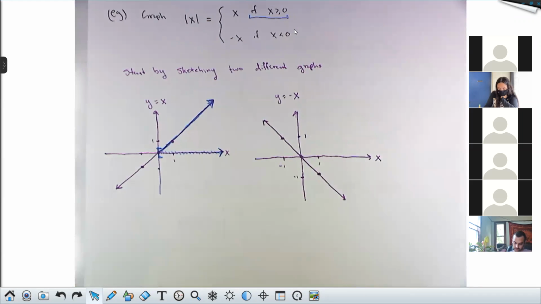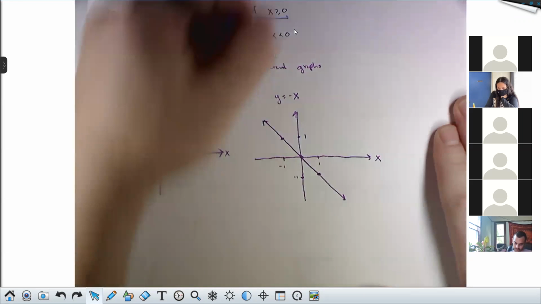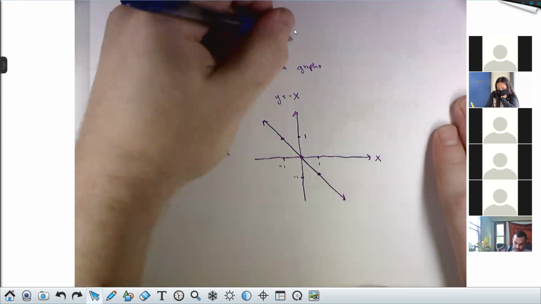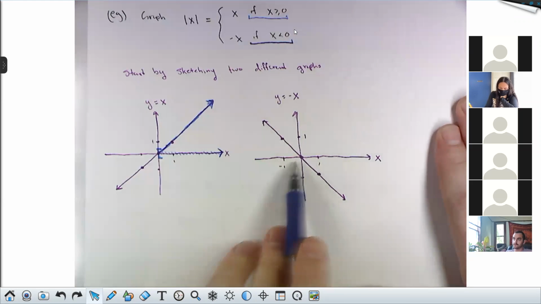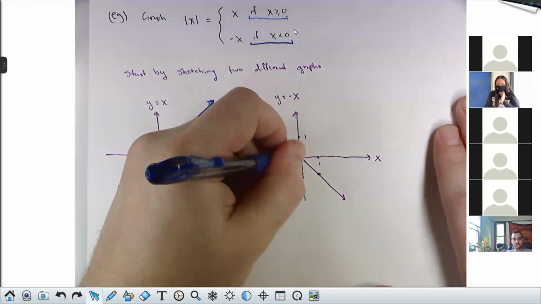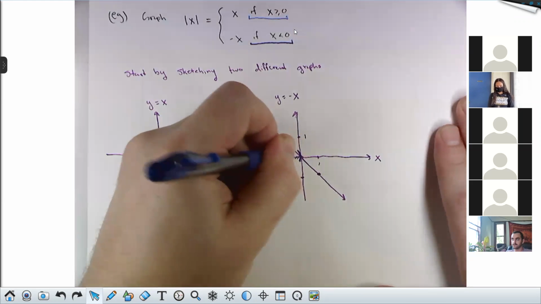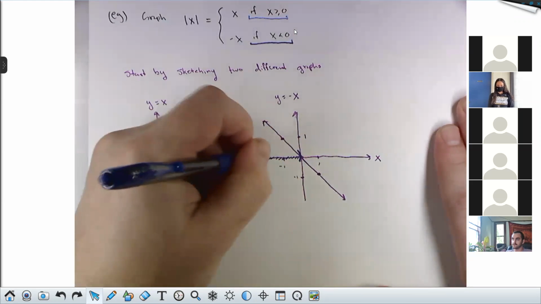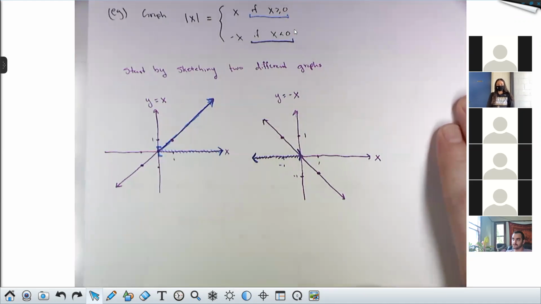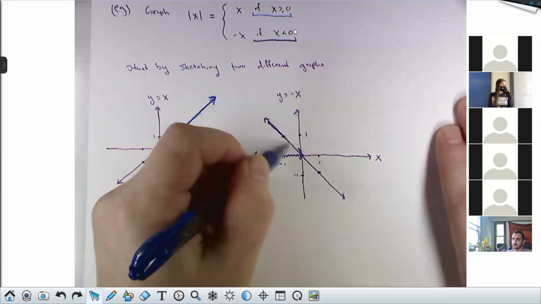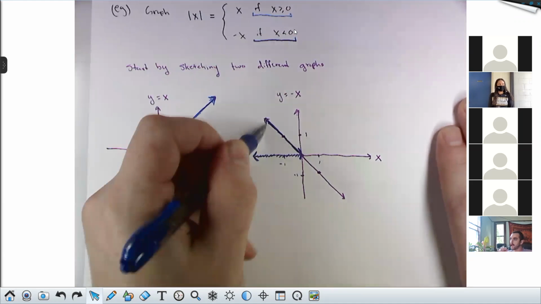On the other hand, the x's which are less than 0, that's everything to the left of the origin, not including the origin itself. I don't know if the difference between the light blue and the dark blue is really going to materialize here, but I'm trying.